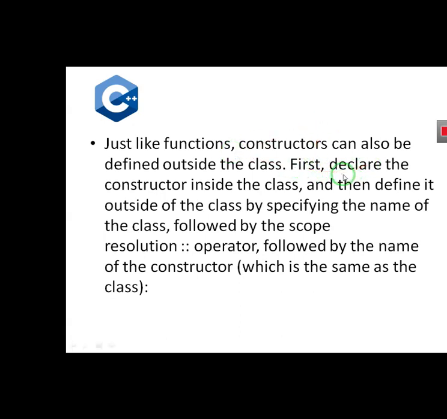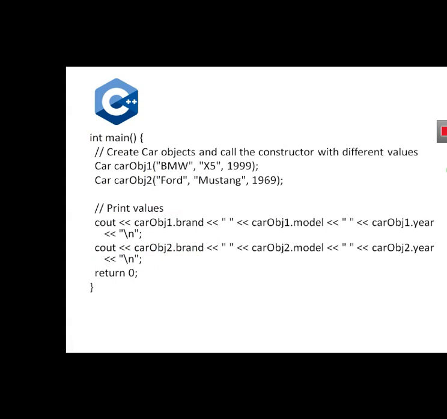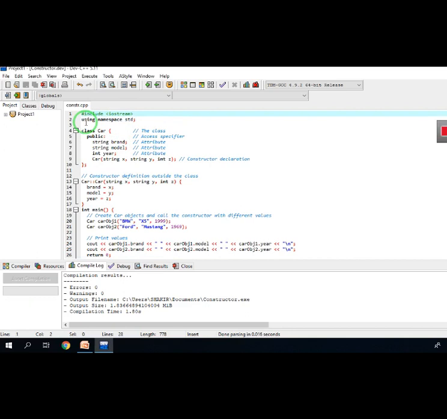Now first declare the constructor inside the class, and then define it outside the class by specifying the name of the class, followed by the scope resolution operator, followed by the name of the constructor, which is the same as the class. So it is the same, there is no difference. So this example we will again discuss in Developer C++, and we will run this again. So the example is the same, output is the same, but a little modification inside and outside the class.